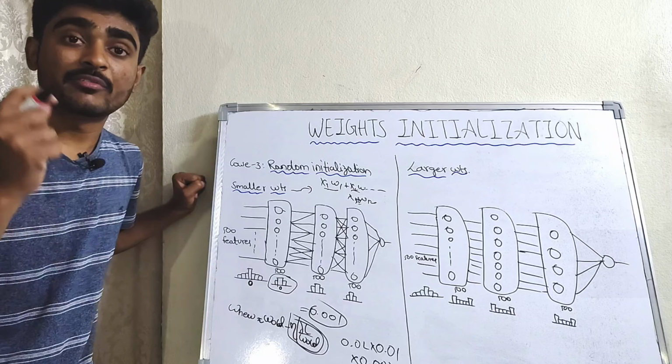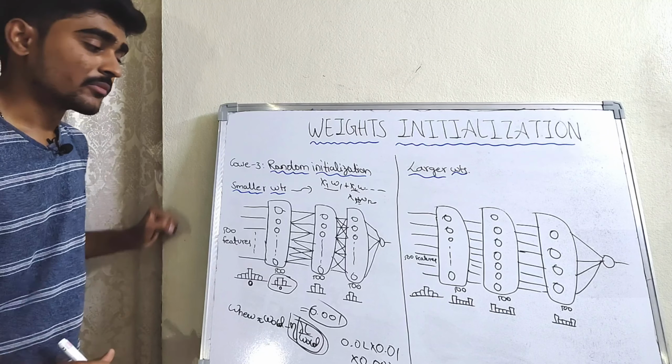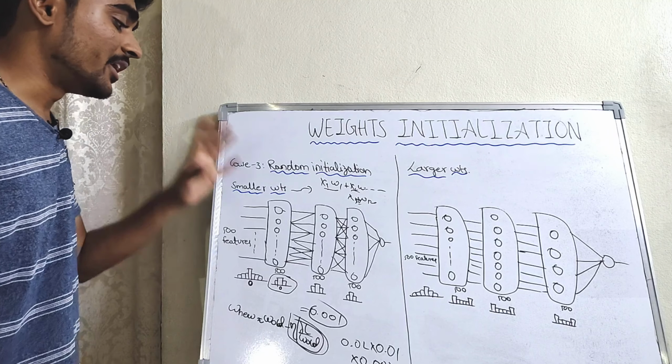Okay, this is the problem of vanishing gradient. When my weights and biases are initially smaller random values, and my data is smaller, in both these cases, when I use sigmoid or tanh activation function in the hidden layers, I'll be facing the vanishing gradient problem.